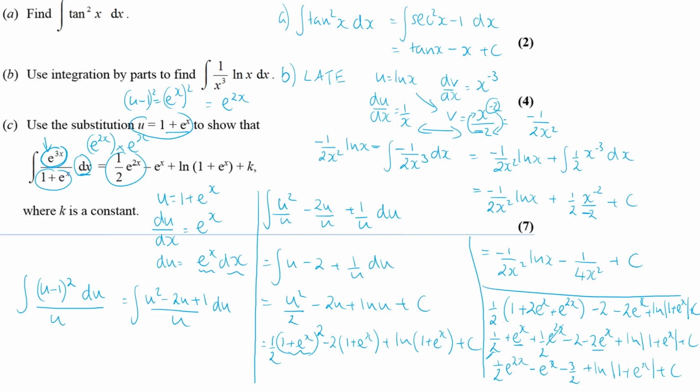Now, is that what we want? We've got the half e to the 2x, the minus e to the x, and then the plus of that, yes. So what we've got here, notice it's a k, and we've got a minus 3 over 2 and a c, so they can just all lump together and give us what we want. So we're just going to lump all those constants together, so it would actually be half e to the 2x minus e to the x plus the ln of 1 plus e to the x, and then plus a k, where k is the integration constant, and then we've just lumped in the minus 3 over 2 as well.